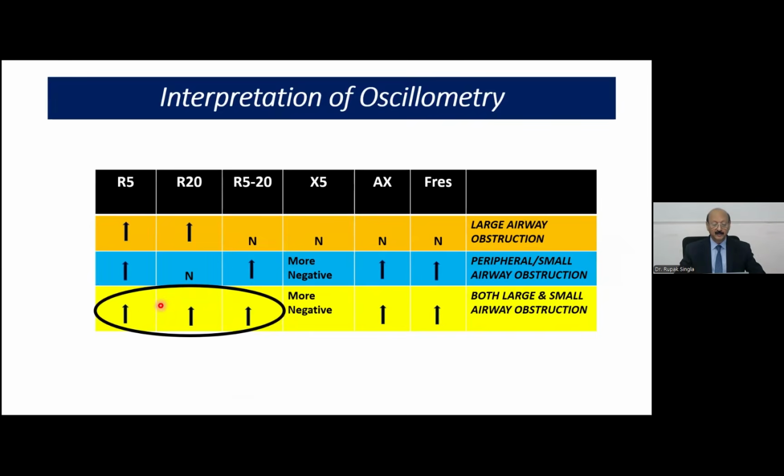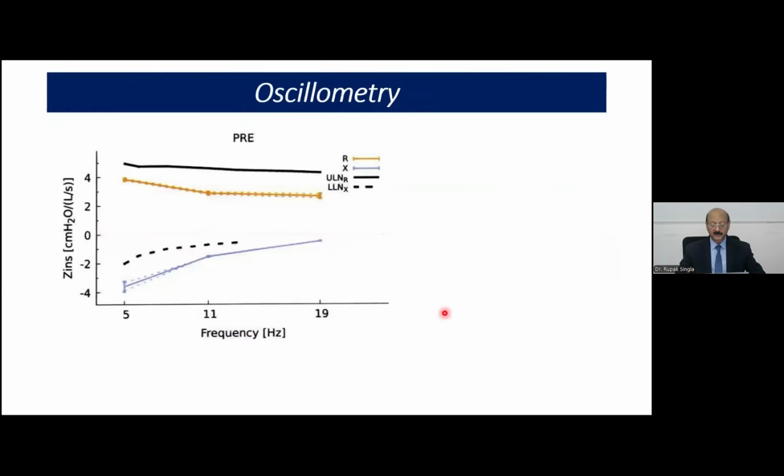So in the table, you will see R5 is increased, R20 is increased, R5 minus R20 is increased. All the three parameters are increased. So this indicates large and small airway obstruction.